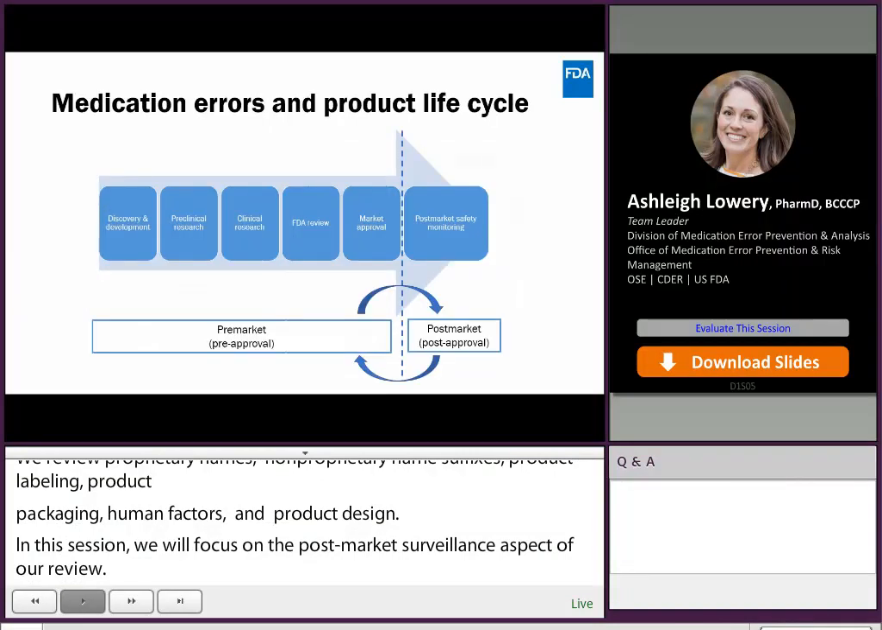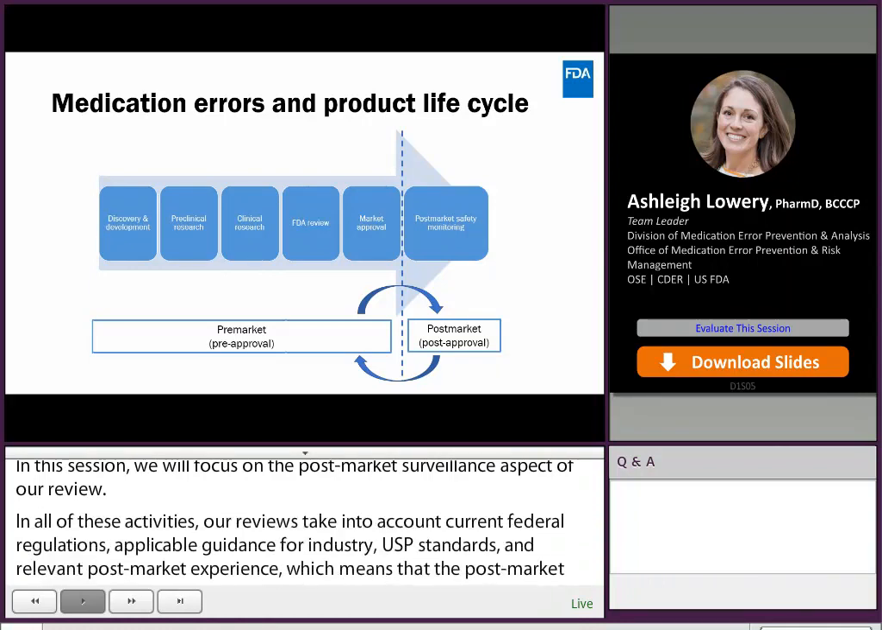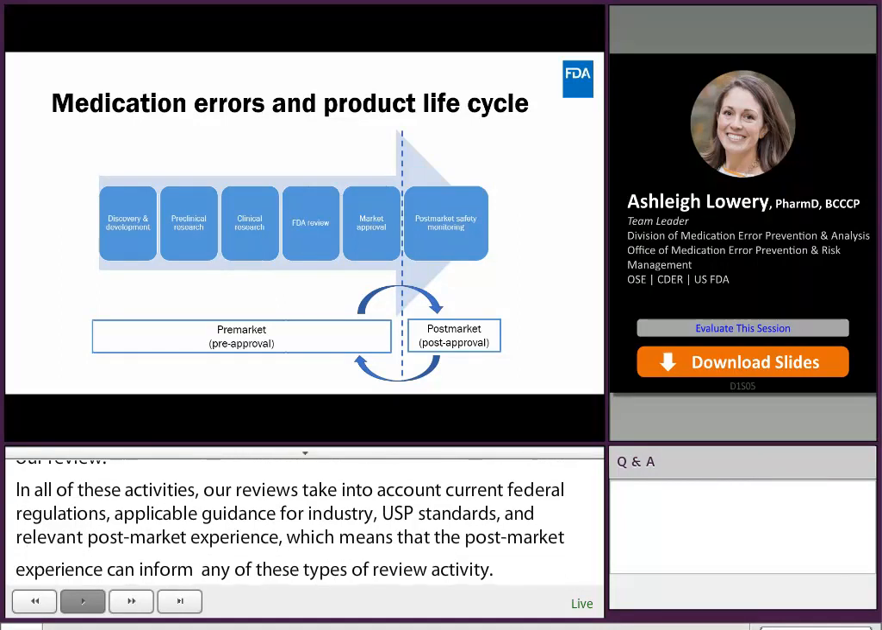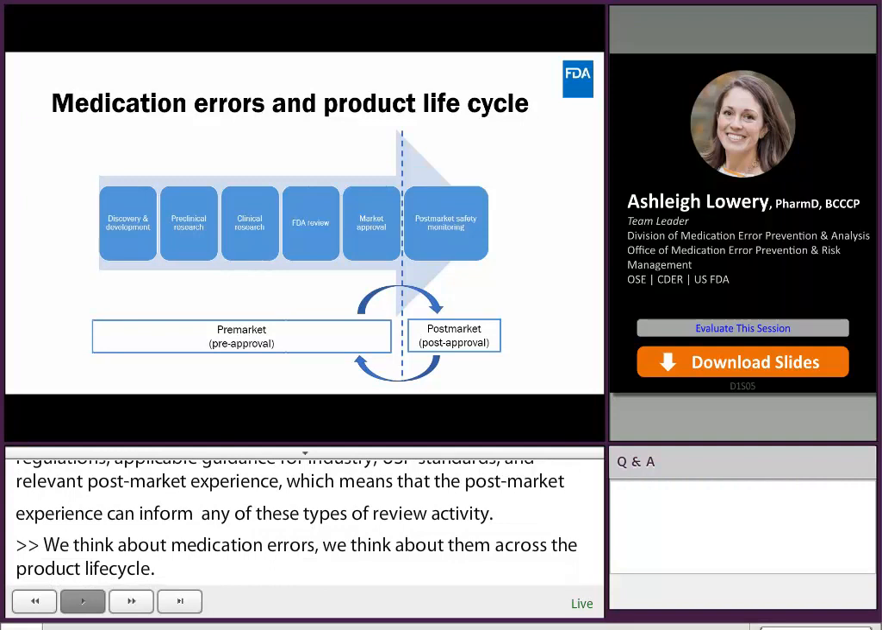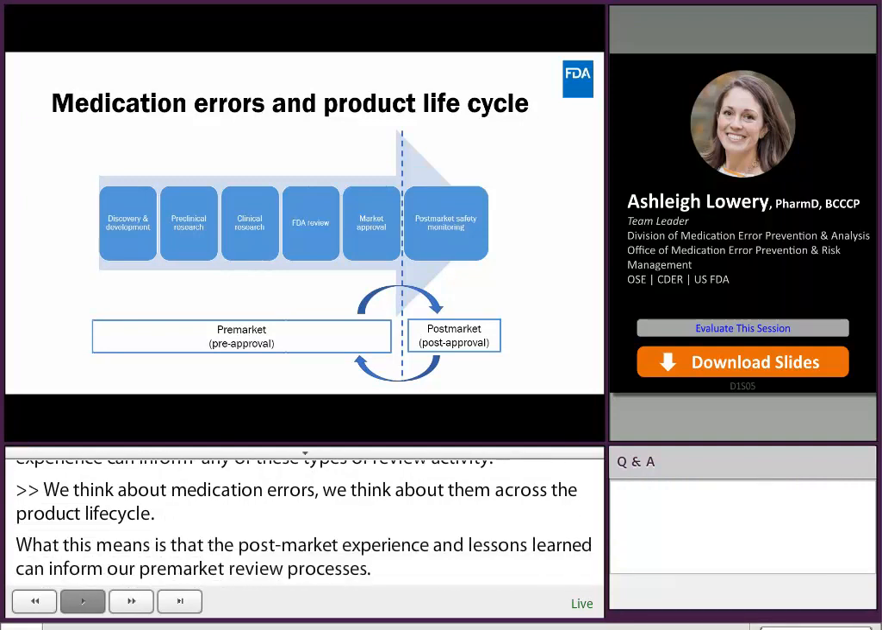When we think about medication errors, we think about them across the product life cycle. And what this means is that the post-market experience and lessons learned can inform our pre-market review processes. And also, any risk identified in our pre-market review and approval can guide our post-market surveillance process.